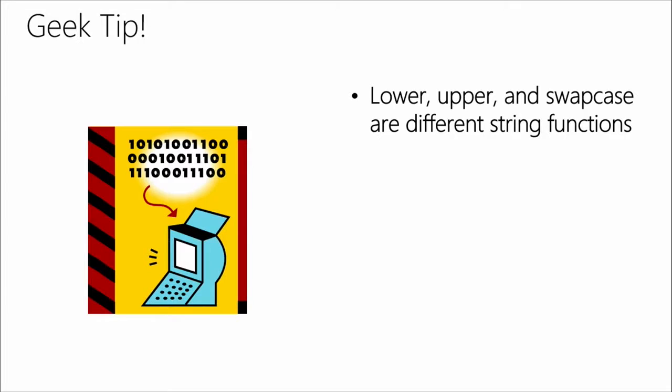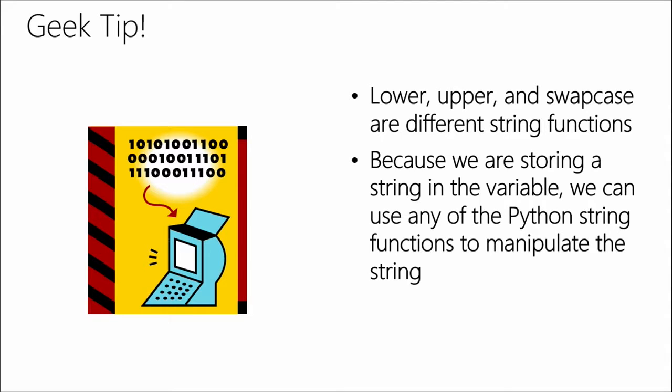So lower, upper, swap case are different string functions. Ooh, function. Yeah. So function, just again, is something with a name that will do something for us, like print and input. Upper, lower, all functions. They will do something for us. Exactly. Now, because of the fact that we're storing that string inside of a variable, we can use any of those string functions to manipulate those strings.